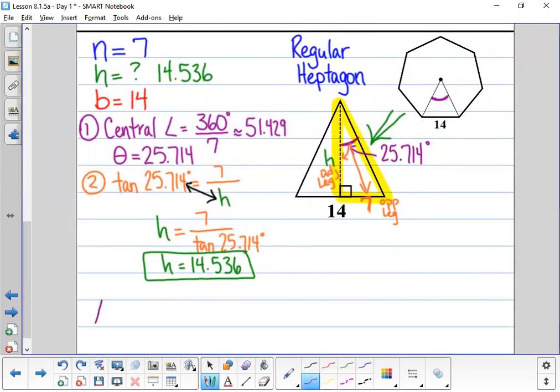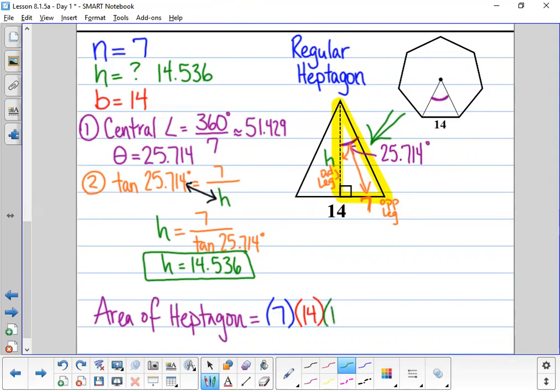So the area of my heptagon is going to equal n, which in this case is 7, times b, which in this case is 14, that's the side length, times h, that's what we just found using right triangle trig, 14.536, divided by 2.